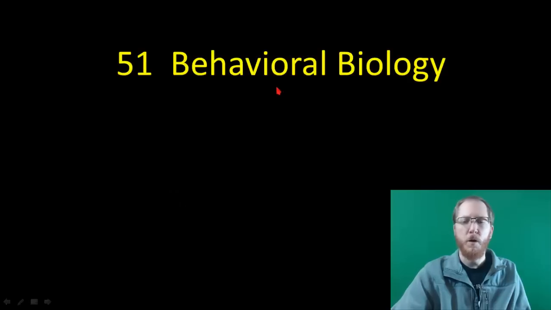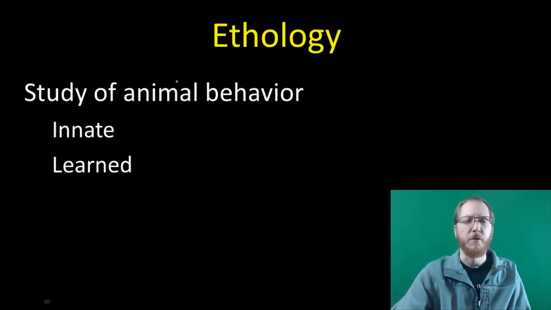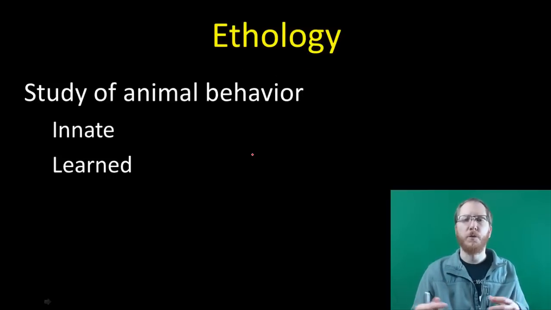Welcome to Chapter 51, where we're going to talk about animal behavior. Now, in this section, we're going to see that behavior itself, or the science of behavior, is called ethology. And there's two basic groups of behaviors that we'll discuss. The first is innate, which is kind of automatic. It's kind of hardwired in.